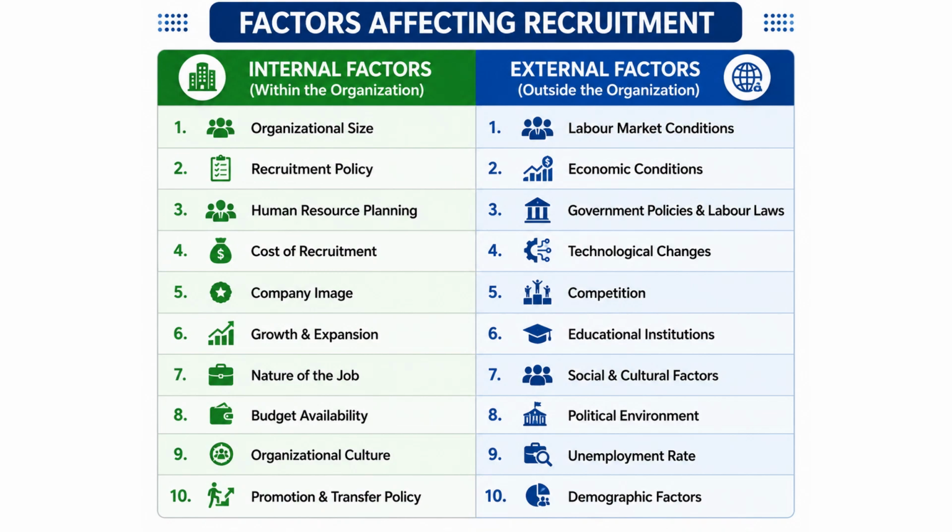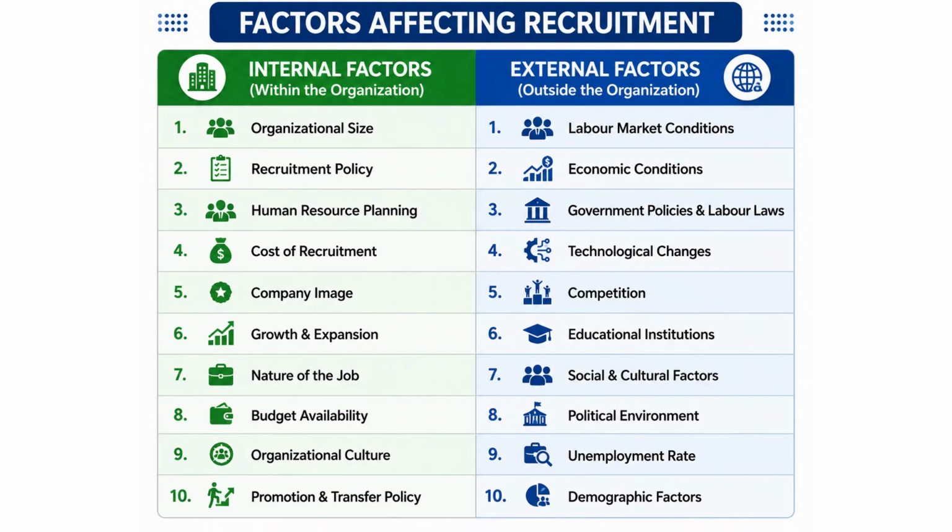Eighth one is budget availability. The recruitment budget determines how much the organization can spend on the hiring. A higher budget allows company to use advanced recruitment methods. Example, a large company may conduct campus placement across India while a small business may recruit locally.